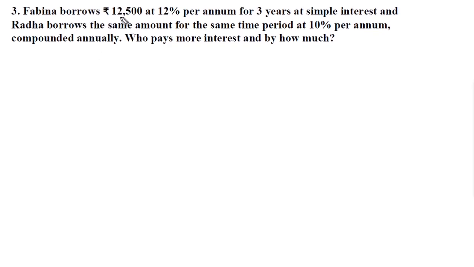Febina borrows 12,500 rupees at 12% per annum for 3 years at simple interest. Okay, and Radha borrows the same amount for the same time period, that means for 3 years, at 10% per annum compounded annually. Who pays more interest and by how much? So here are two conditions. First condition is for Febina and another condition is for Radha. Febina is borrowing at simple interest and Radha is borrowing at compound interest. We have to find who is paying more interest. So we'll start it here.